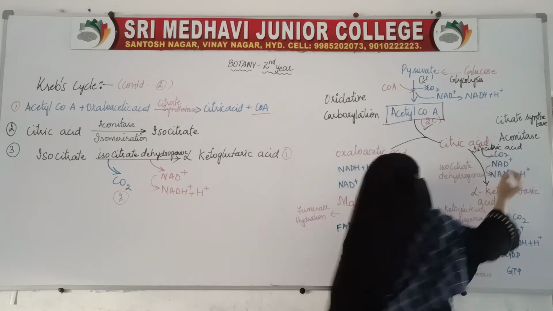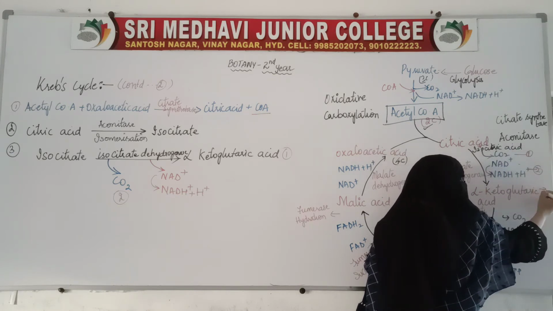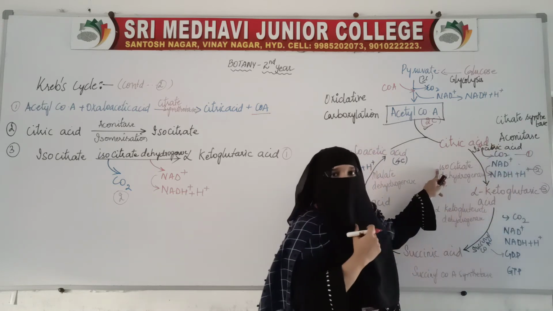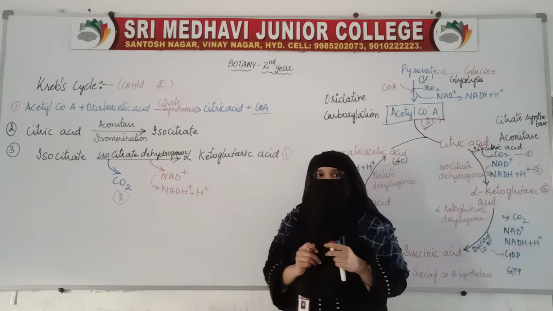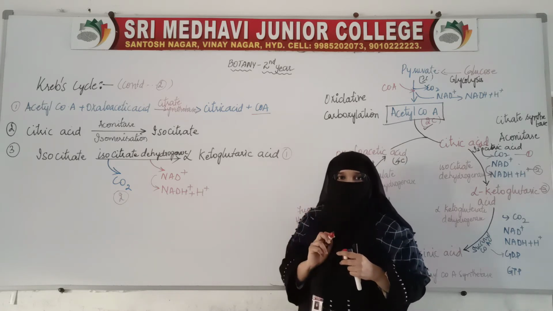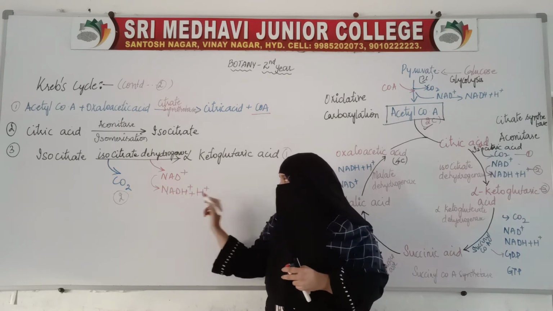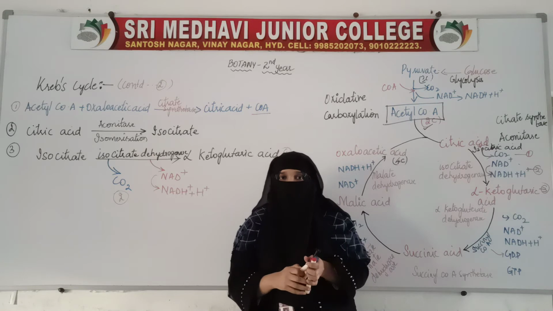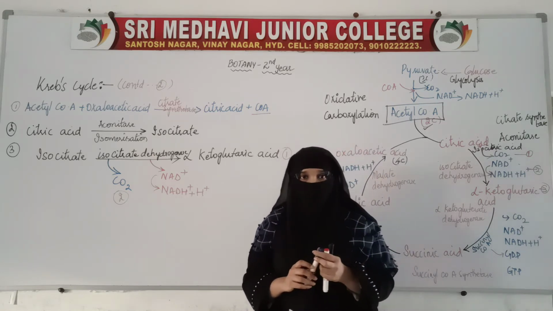So three things. This is the first thing, this is the second thing, and this is the third thing. So when this reacted with the help of this enzyme isocitrate dehydrogenase, three things happened. The first, alpha ketoglutarate acid, second is release of carbon dioxide, and the third is NAD plus is reduced to NADH plus H plus. These reactions are very important.